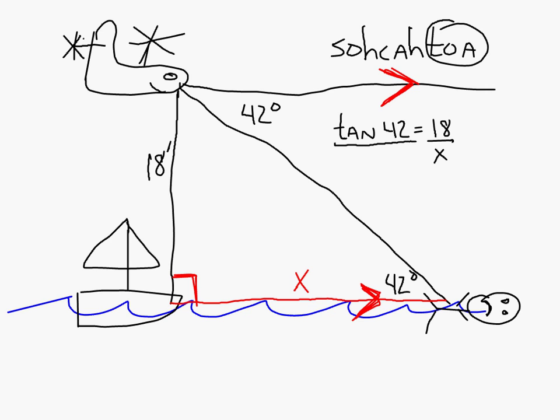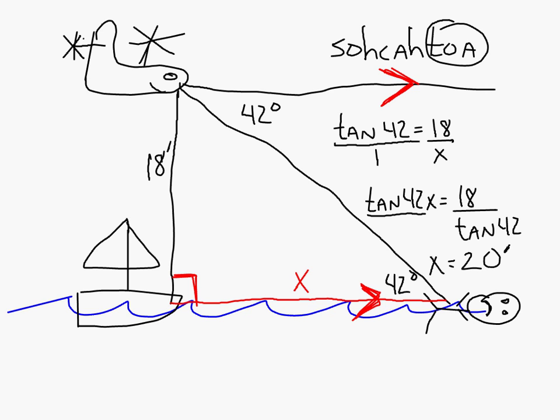Looks like the same process. All right, there's your proportion. When you crisscross multiply, we got tan 42x equals 18. And we're going to divide each side by tan 42. So x is going to be equal to 18 divided by tan 42 equals 19.99. They wanted it to the nearest foot, so we're going 20 feet away. The rescuers are 20 feet away from the guy that's not doing so good.